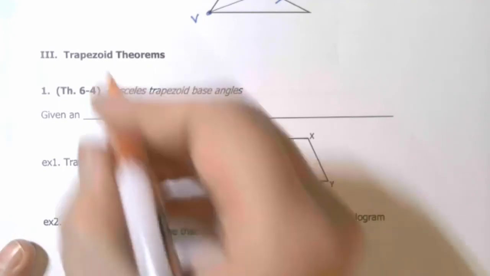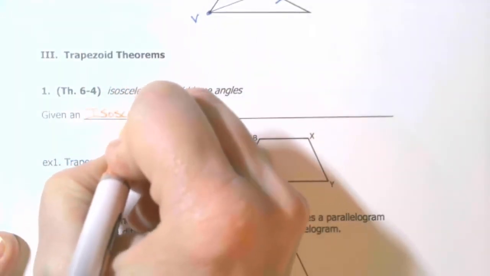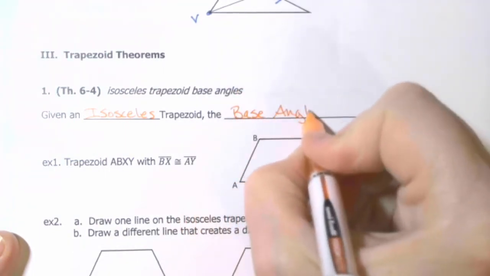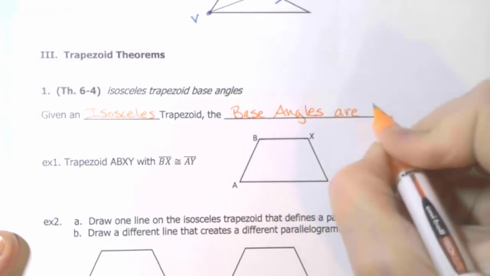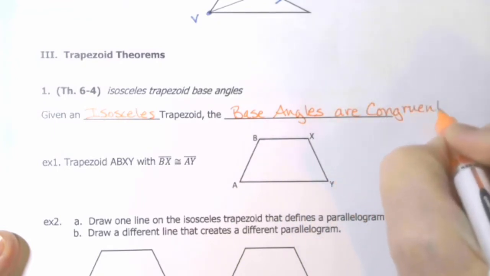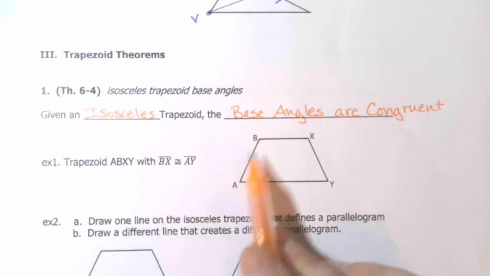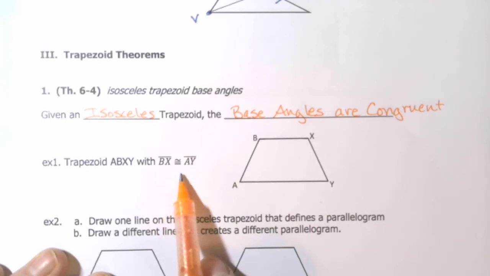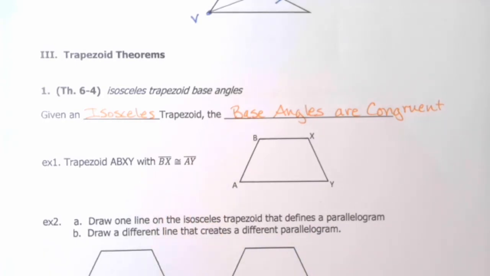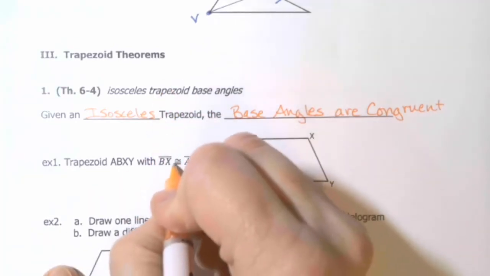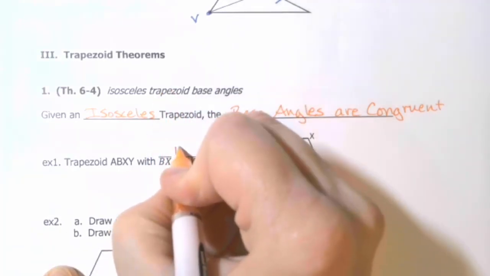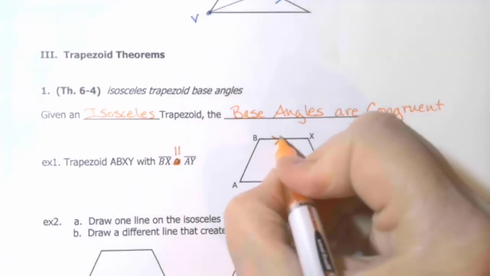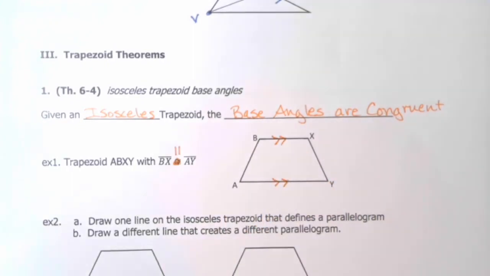6.4, given an isosceles trapezoid, the base angles are congruent. So we're shown here trapezoid ABXY with BX congruent to AY. That shouldn't be congruent. That should be parallel. So let's make that fix here. BX is parallel to AY. So let's mark BX and AY as parallel.